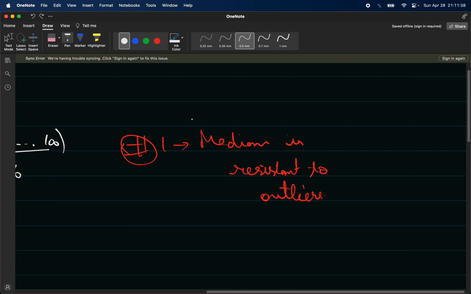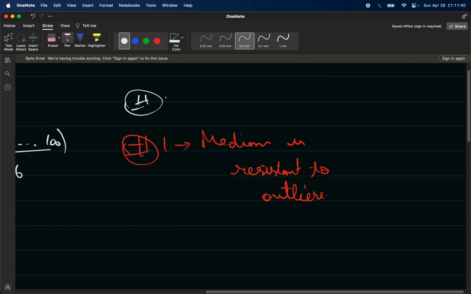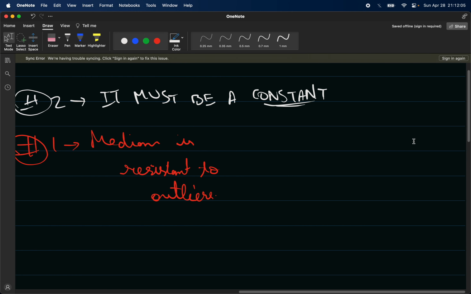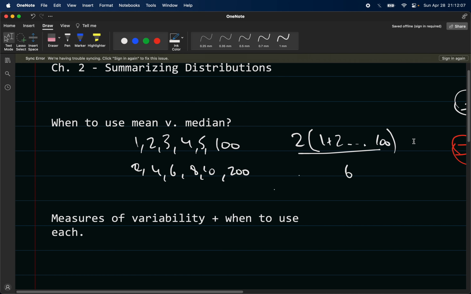Now, important tip number 2, I suppose, is it must be a constant. You cannot add, I cannot be like, okay, I'll add 1 to one value, then I'll add 2 to another value, and then I'll add 3. That doesn't work. You've got to add one number. That's how the algebra works out to be, as we just saw.